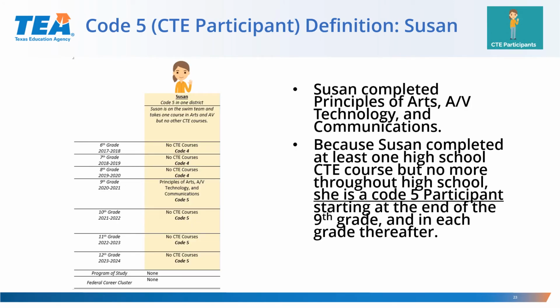Here's a code 5 example. Susan is a student who focused on the swim team and only attempted and completed one CTE course in the 9th grade. Because Susan only completed one high school level CTE course, she is a code 5 at the end of the 9th grade and remains a code 5 through completing the 12th grade.